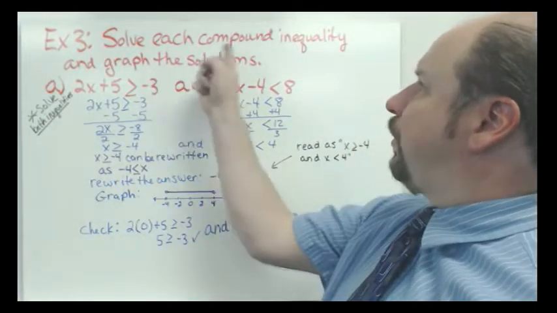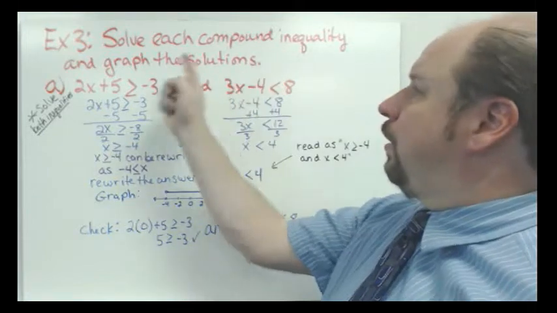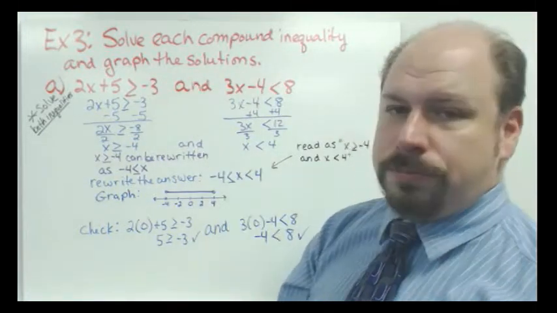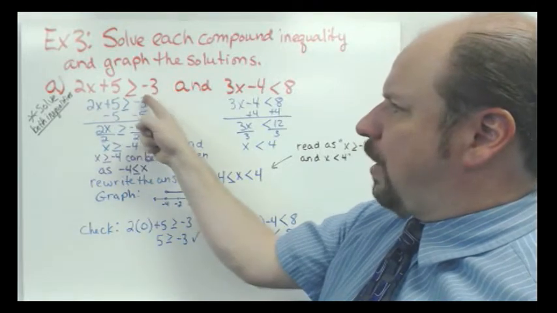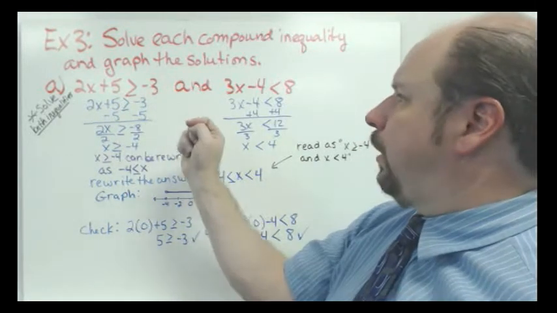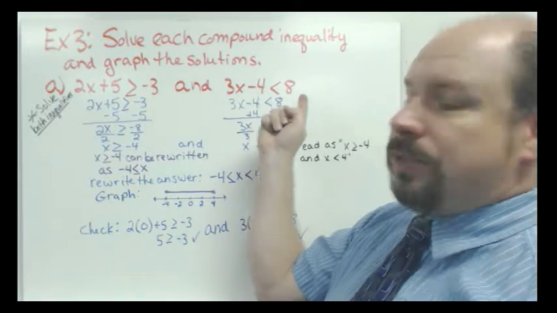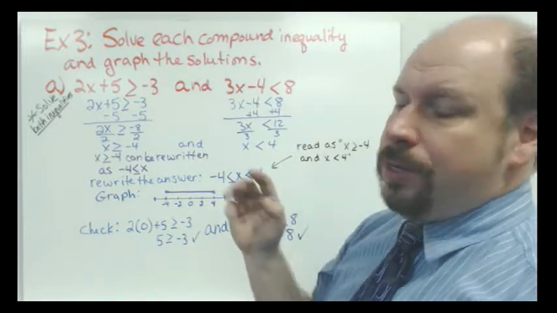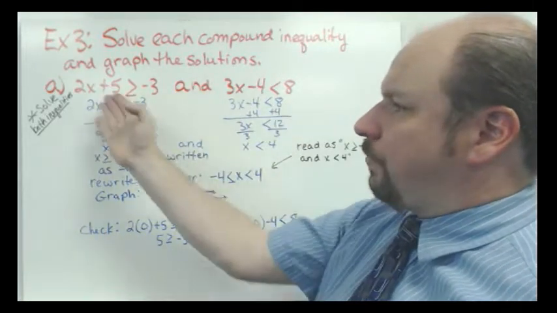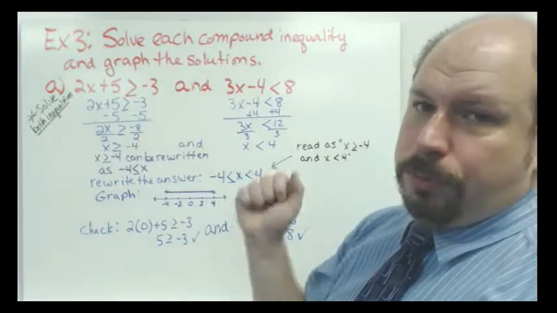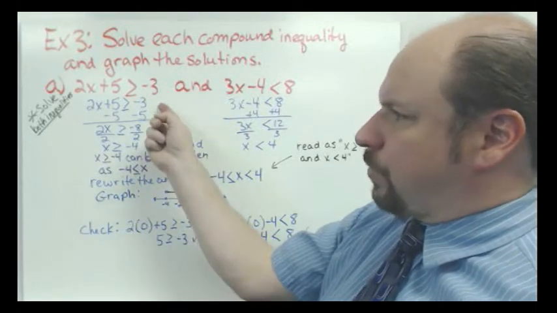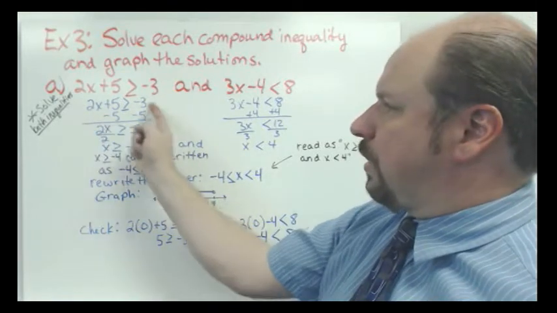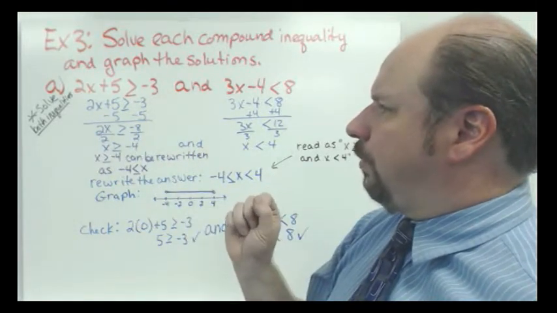Okay, so solve each compound inequality and graph the solutions. So here we are in A. 2x plus 5 is greater than or equal to negative 3, and 3x minus 4 is less than 8. So remember, our solutions have to include or work for both of these particular inequalities. So first thing, copy the problems, of course. 2x plus 5 is greater than or equal to negative 3.